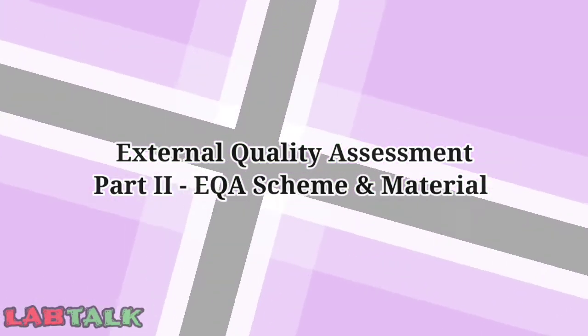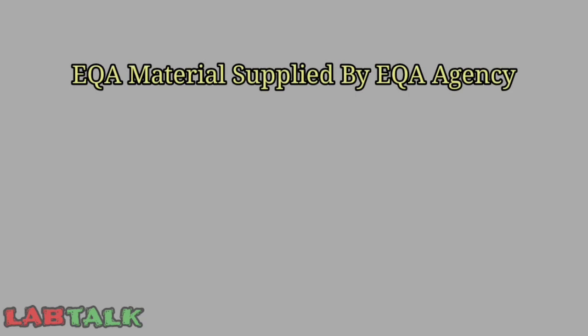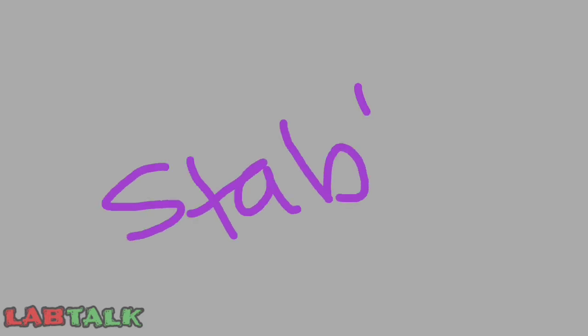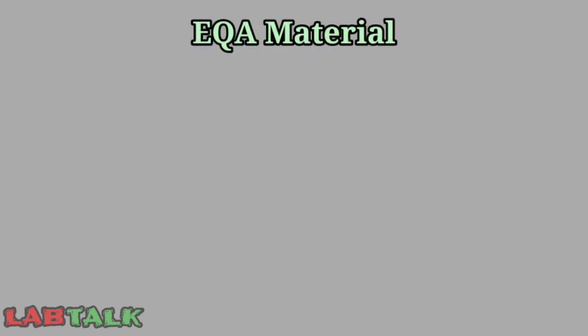As we have seen, the external quality control material is supplied by some external agency. It requires stringent conditions for transportation from one place to another. This material needs to be very stable. So whenever we choose an external quality assessment scheme, we need to look at the material used for this purpose.